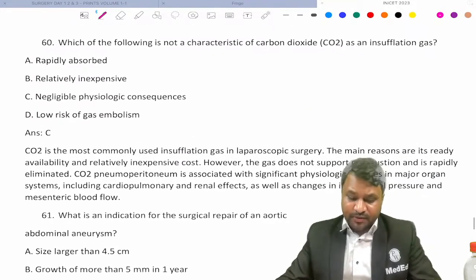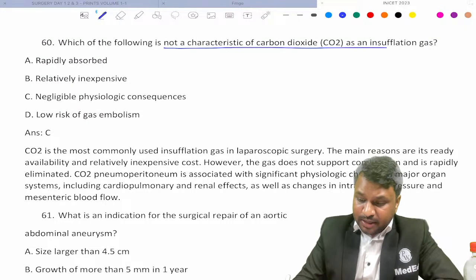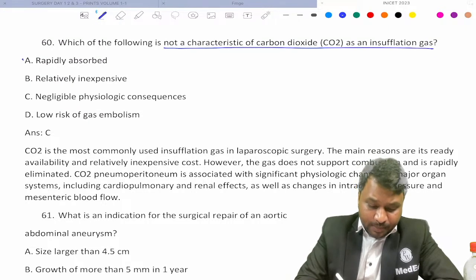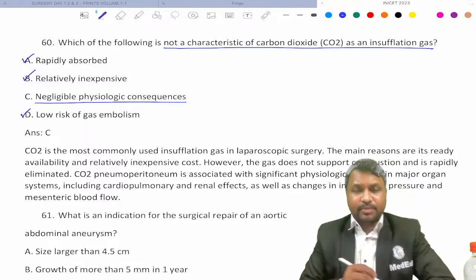Okay. Question number 60. Which of the following is not a characteristic of carbon dioxide as an insufflating gas? It is rapidly absorbable. It is inexpensive. It does not have a negligible physiological consequence. It is low risk for gas embolism, right?